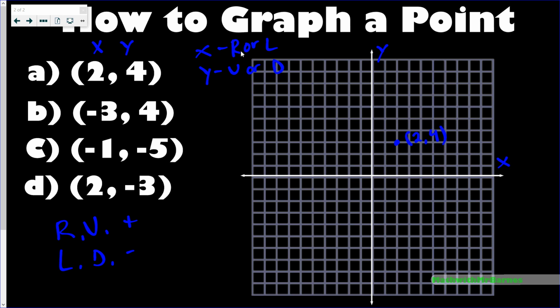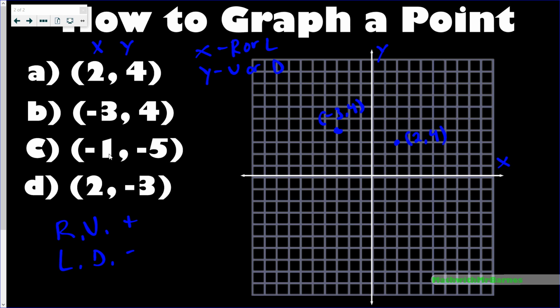So that's how you remember: x is left to right, right being positive, left being negative. So the left side of x is negative. If I have -3, I have to move left: 1, 2, 3. And then the 4 is positive, the second number, so that means I'm up from there: 1, 2, 3, 4, and I put a dot. That means -3, 4. Just like that.